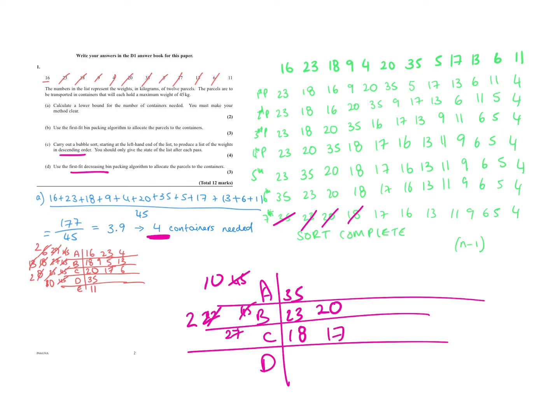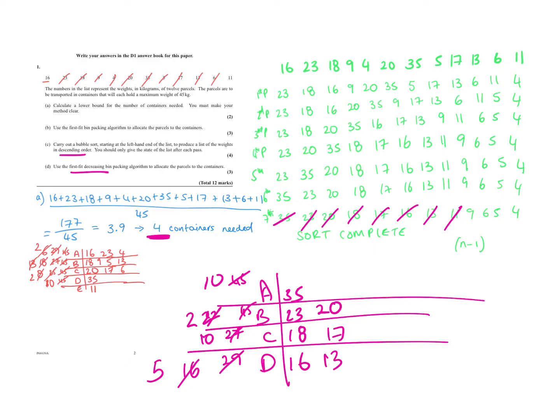17 can fit here, and then I have 10 left. 16 has to go here. And then from 45, that means I have 29 left. 13 has to go in this one. I've then got 16 left. 11 has to go in this one. I then have 5 left.